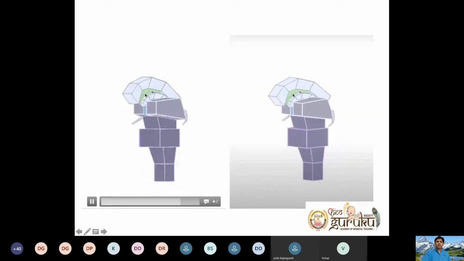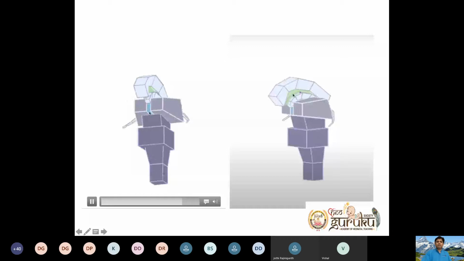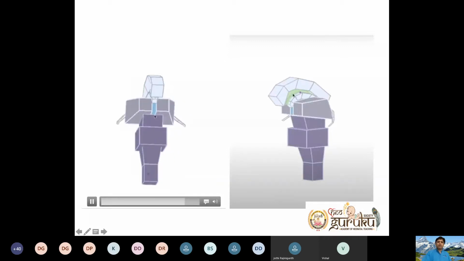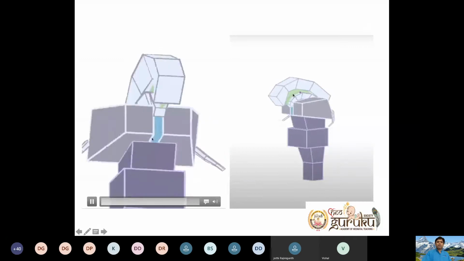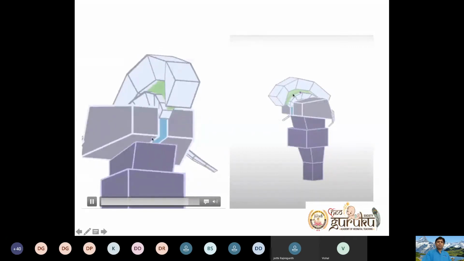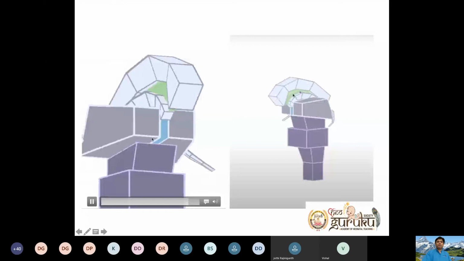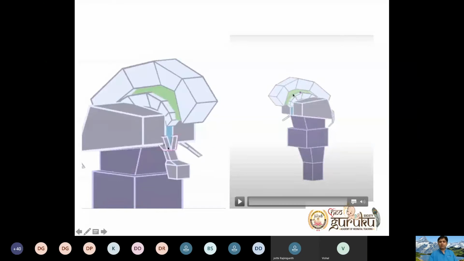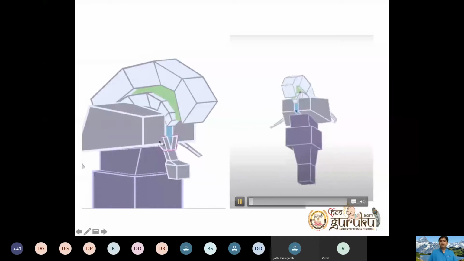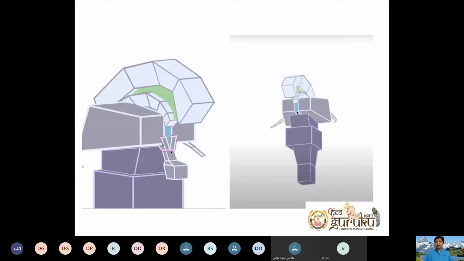CSP it is called. This is your cavum septum pellucidum. So this is the thalamus. This is your third ventricle. The blue color one is the third ventricle. Green color one is your cavum septum pellucidum. The topmost is your corpus callosum. Inferior one is your fornix. So fornix, you got an idea how it looks. Let us see this video. So that is your third ventricle, the blue color one.